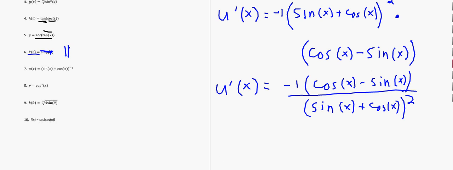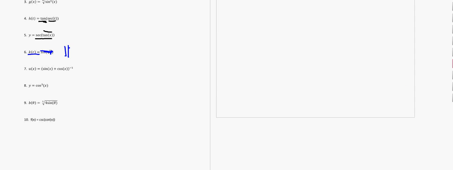Number 8. Let's keep moving along here. Number 8 is going to be, we got cosine cubed of x. That's the same thing. I'm not deriving it here, I'm really just writing this out. That is the same exact thing as y equals cosine of x to the third power, which is just cosine of x times cosine of x times cosine of x.